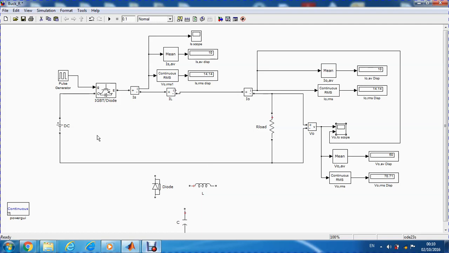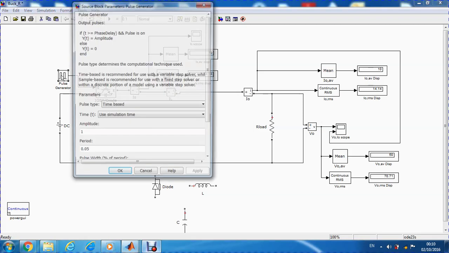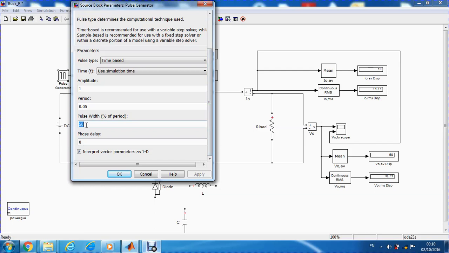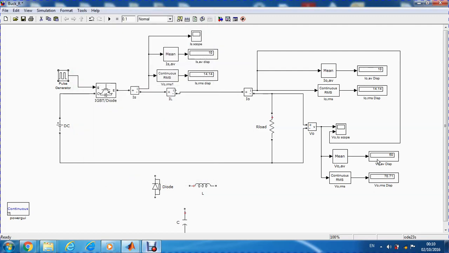Now let's see the effect of changing the pulse width. We will increase it a bit, to 75%, and see the effect on the output voltage and current. As we can see here, the output voltage has increased to 75, and the average current has increased accordingly to 15 amps, and the RMS values have increased.